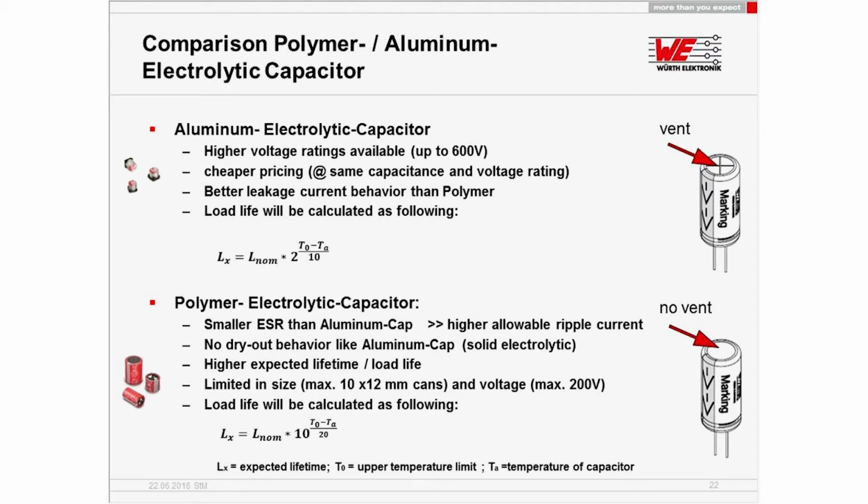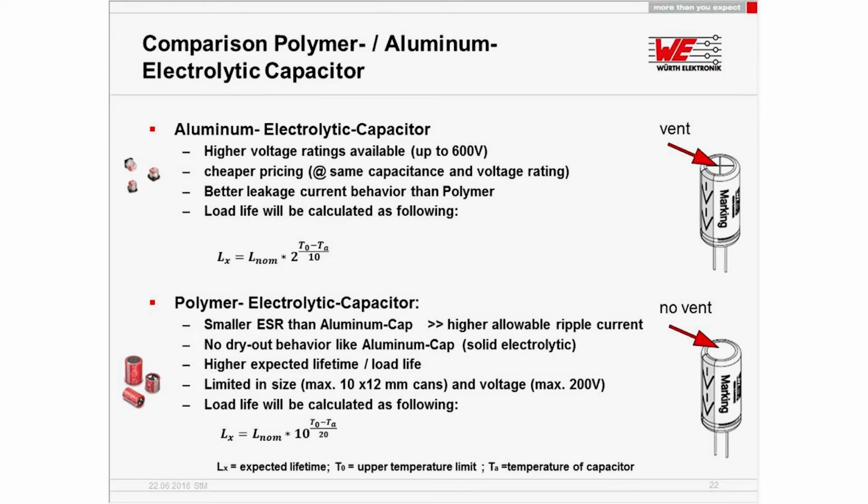For polymer capacitors, we have to say they have very small ESR values, so they have a high allowable ripple current and also less self-heating due to the low ESR. You have no real dry-out behavior like aluminum caps, due to the solid electrolytic material, in this case polymer. They have a higher expected lifetime and load life. They're limited in size. The impregnation process doesn't work for very big coils, so we can just go for cans or cases like 10 multiplied with 12, and the maximum voltage you will find in the market is 200 volts.